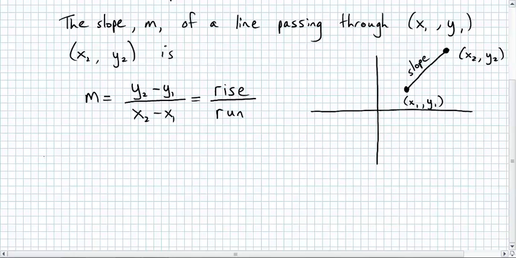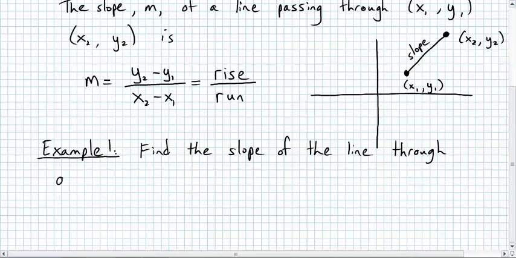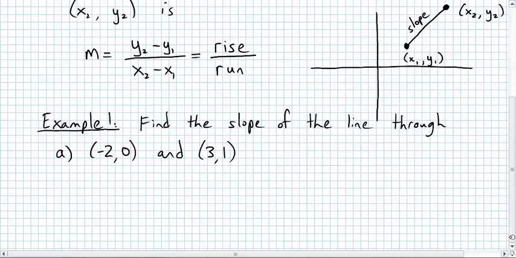So let's look at an example. Find the slope of the line through the following points. We'll do a couple different pairs of points. So for part A, let's take a look at the slope through the points -2, 0 and 3, 1. Okay, so again, it doesn't matter which points we call x1, y1, x2, y2. We'll just call the first ones x1 and y1, and the second point x2 and y2.